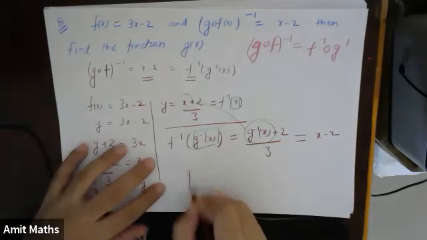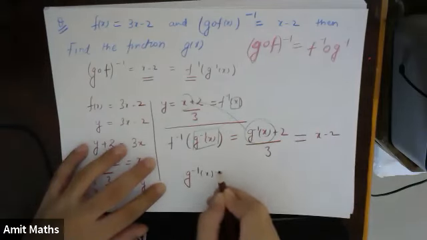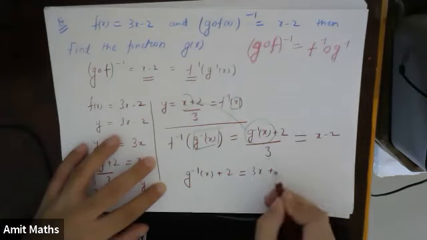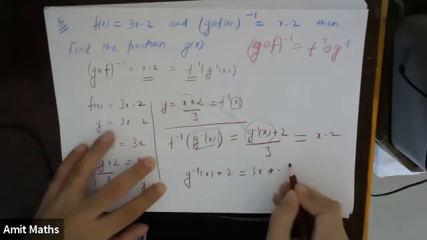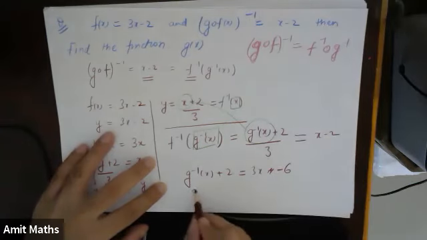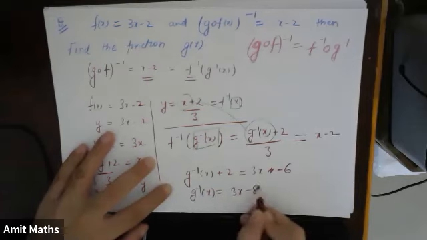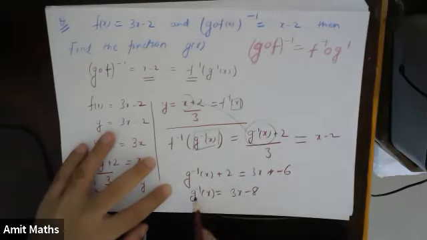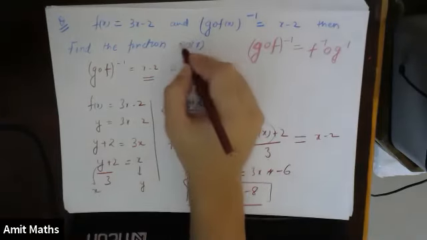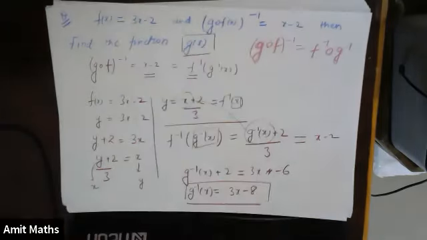So that means g inverse of x plus 2 is equal to 3x minus 6. 3 multiplied here, so this will be 3x minus 6. So that means g inverse of x is equal to 3x minus 8. I will take it to this side. So this is g inverse of x. But what have they asked us to find? They have asked us to find g of x.